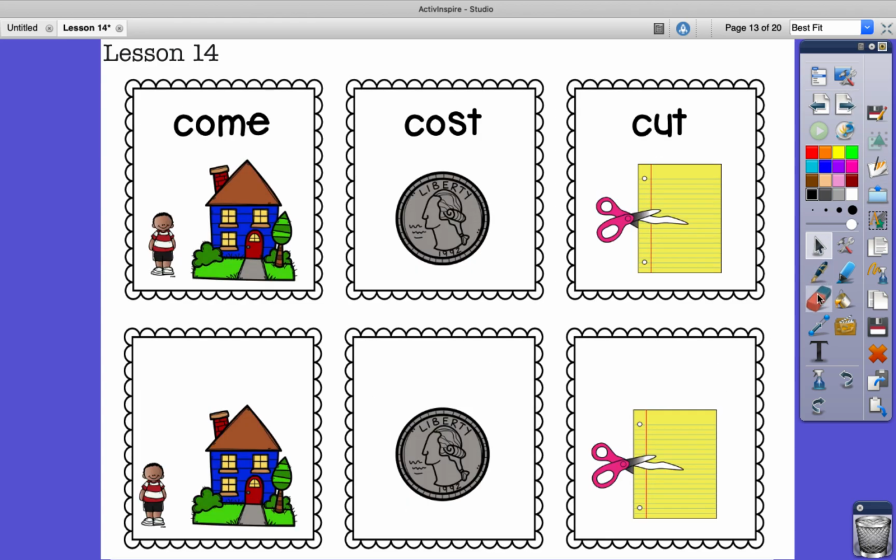Okay, some more examples. Come. For example, the boy will come to my house. In the past tense, it's going to change to came. The boy came to my house yesterday. Cost will actually stay the same. So cost is in the present and it stays the same in the past. Also, if we look at the verb cut, it also stays the same. It does not change.